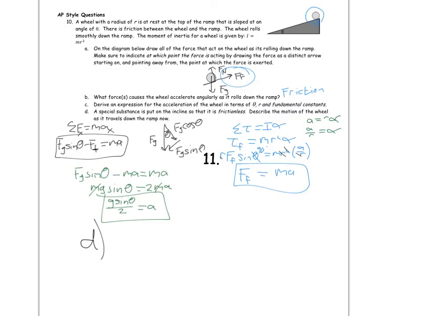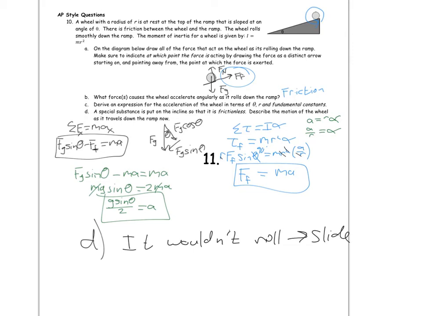For the last one, it's just a conceptual question. We want to know what would happen if a substance was put on the incline so that it became frictionless, and what would happen is it wouldn't roll down the ramp. We would no longer have that frictional force, which ultimately led to the torque over here. And so it wouldn't roll; it would simply slide down the ramp instead.